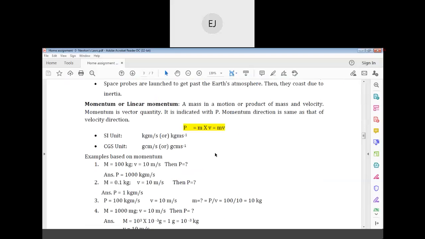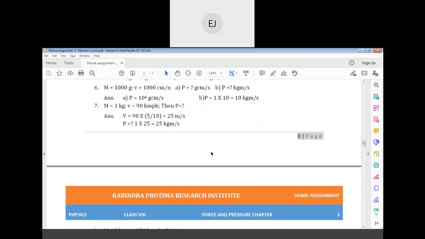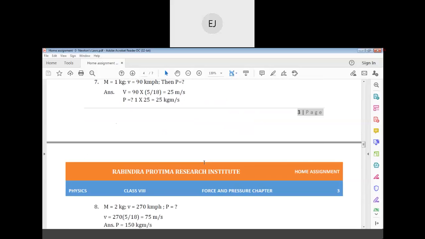Then momentum is to be understood. Mass in motion is called momentum, and it is mass into velocity. Whenever the body is in motion, it has some velocity, so mass into its velocity will be considered as momentum. So these are the examples. Hope you have learned and done these examples.